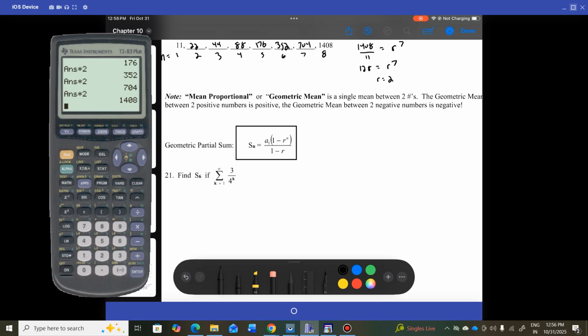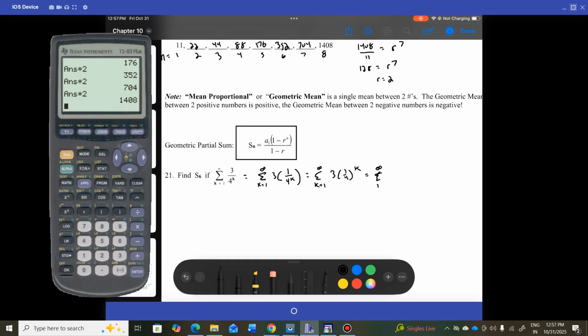Okay, now we can rewrite this as summation from 1 to infinity of 3 times 1 over 4 to the k. And then we can even rewrite this again as 3 times 1 over 4 to the k, since 1 to the k is always 1. Okay, now we gotta go one step further. We want to rewrite this as k goes from 1 to infinity.